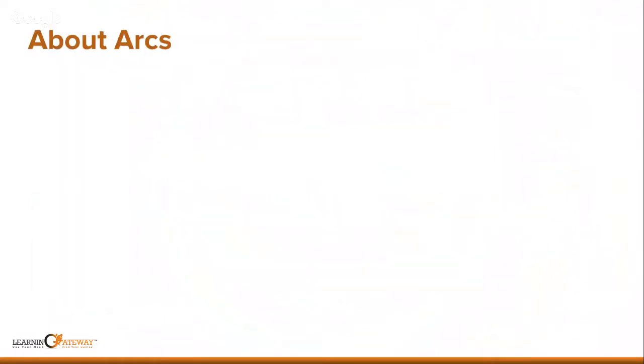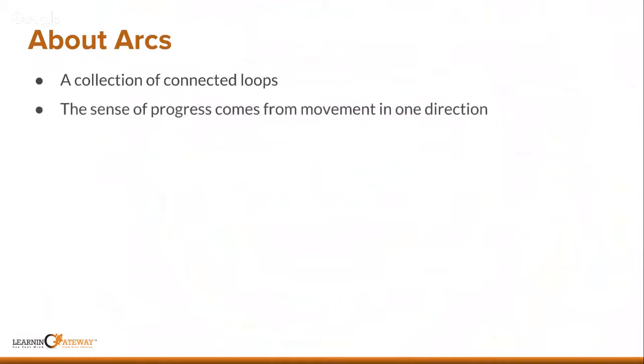And so the reason why we're doing loops and arcs together is that they go together. An arc is a collection of connected loops. So as you have this objective that you're trying to achieve, typically it's going to be through a series of loops together that's going to get you there. The sense of progress comes from movement in one direction. So you're connecting those loops intentionally to move the player forward.